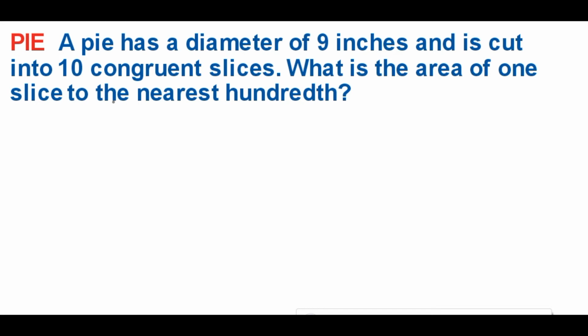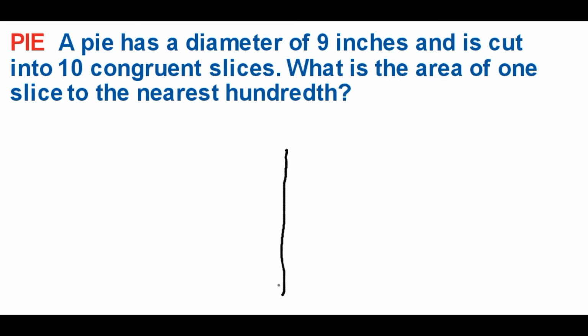Our second problem is about the pie. The pie has a diameter of 9 inches and is cut into 10 congruent slices. What is the area of one slice to the nearest hundredth? This problem can be solved in two ways. One way is to use the area of the sector formula, and the second way is to find the area of the whole circle and divide that by 10. So I'll show you both ways.